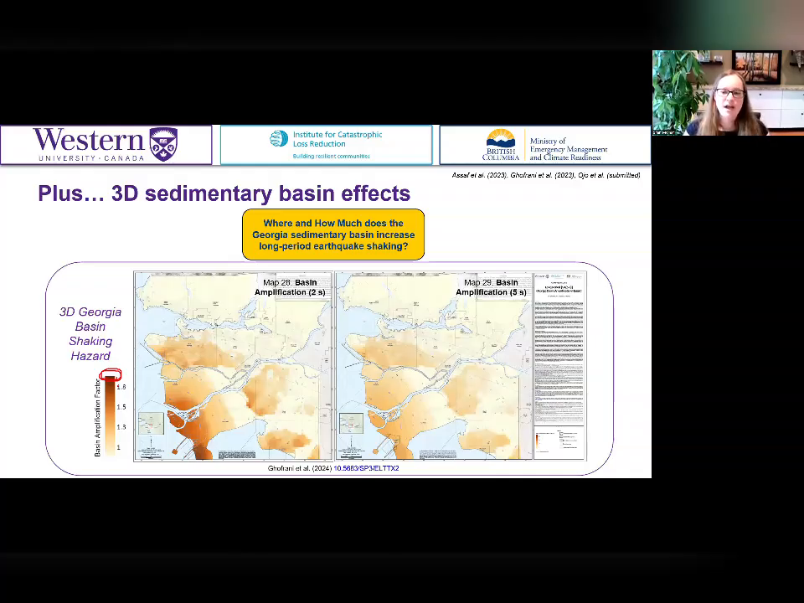And for the first time, we got to see how much amplification is happening from the Georgia Basin. It's greatest in the southwest corner because you're at the deepest part of the basin. Interestingly, we don't have to add any basin amplification there because the VS30 is so low at these locations. It's already enough.